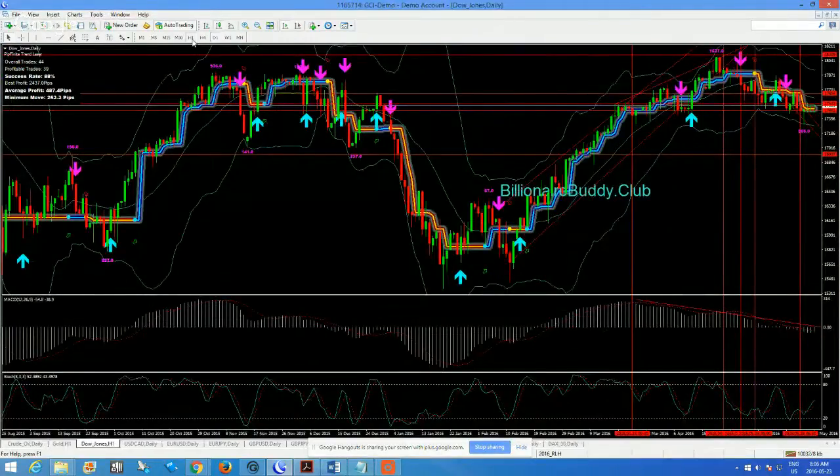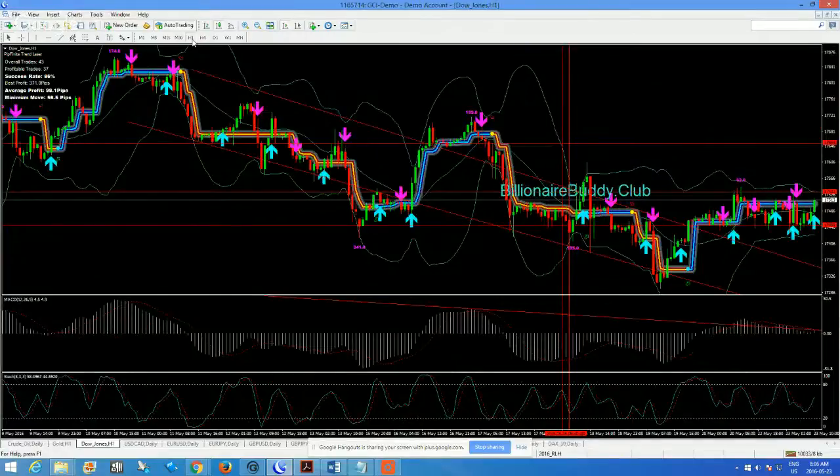Dow. Looks like Dow is bouncing up from an H1 perspective. It's a downtrending channel and it is trying to move up out of there. So right there.